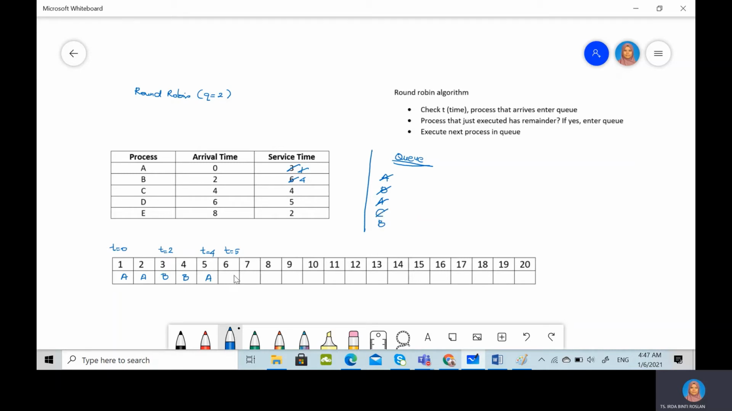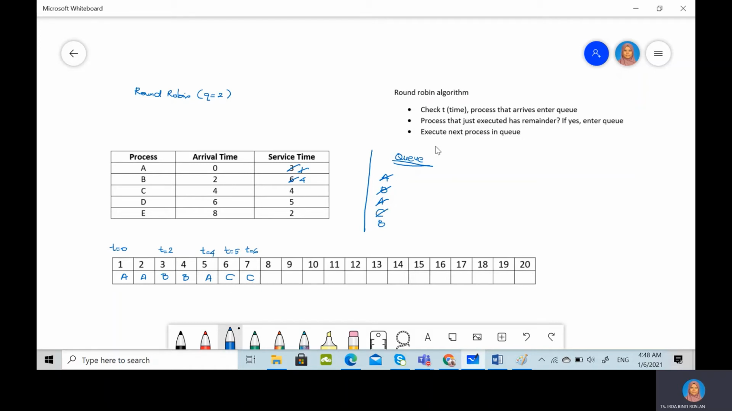Run C. After running C, we check the next t, t equals 6. D arrives, so put D in Q. Pardon me, sorry. Before that, I almost forgot that C has 2 to run, so we run it first. Remember, quantum is equal to 2, so C runs.